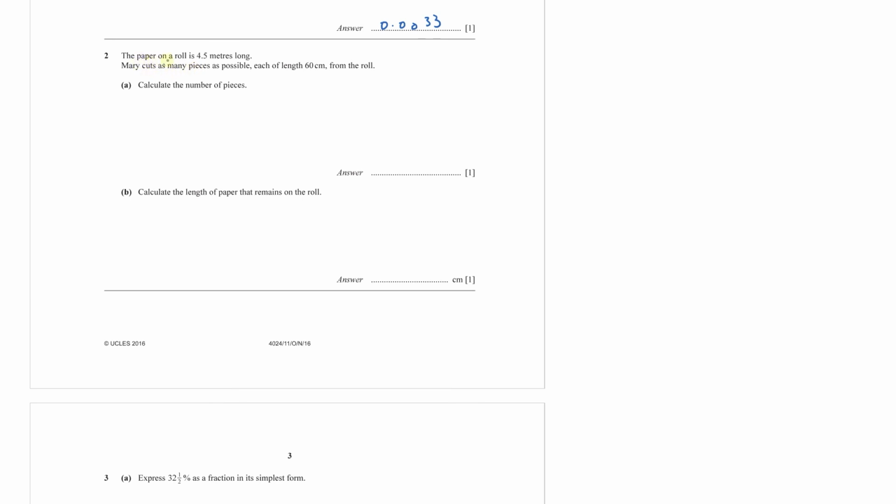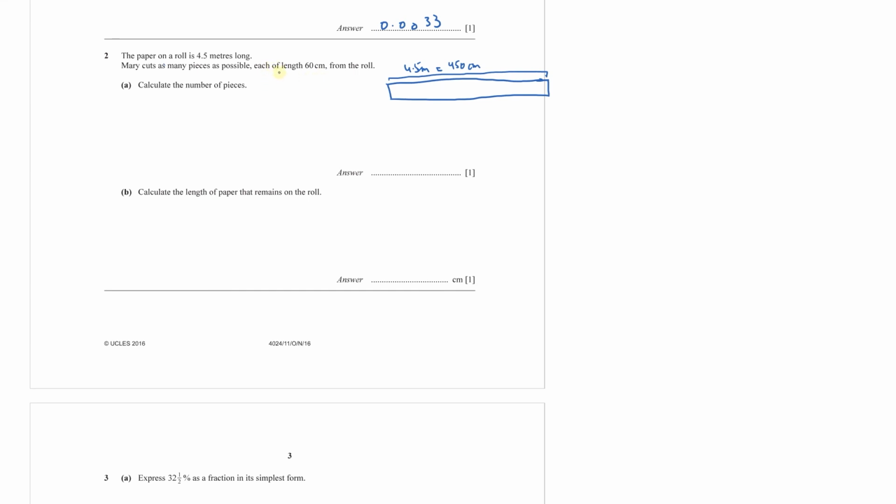Question 2 is: the paper on a roll is 4.5 meters long. Mary cuts as many pieces as possible, each of length 60 centimeters, from the roll. Calculate the number of pieces. So let's say if you open up the roll, you get this long sheet, and you're told that the roll is 4.5 meters long. So this is 4.5 meters, which is also equal to 450 centimeters. So this is this length here.